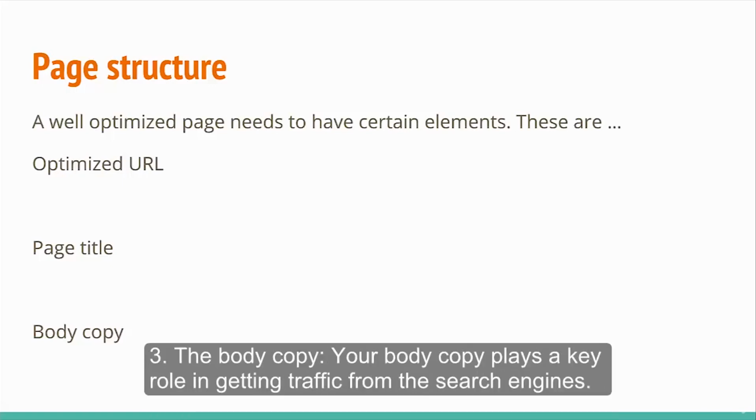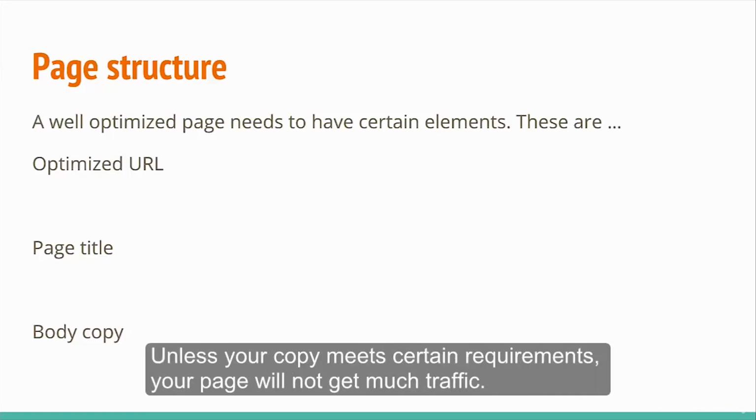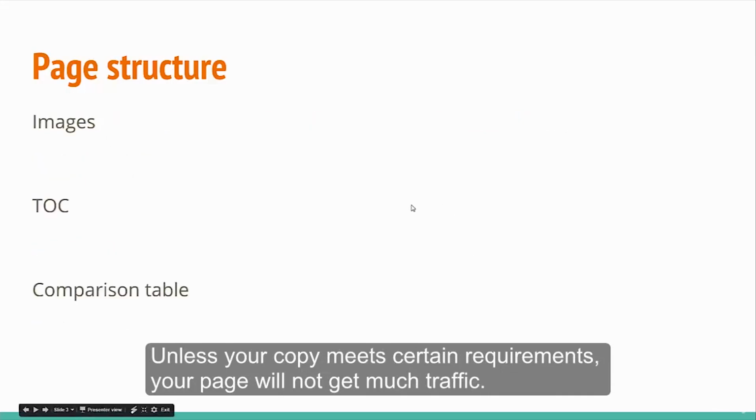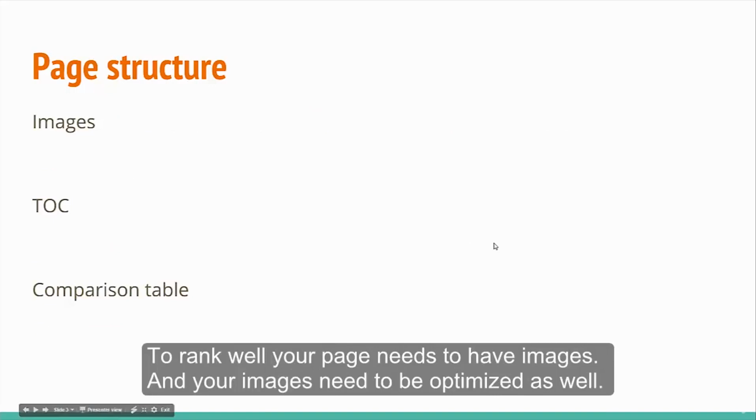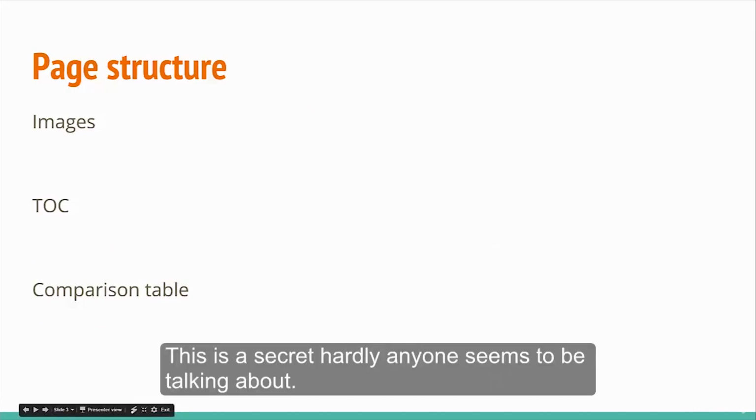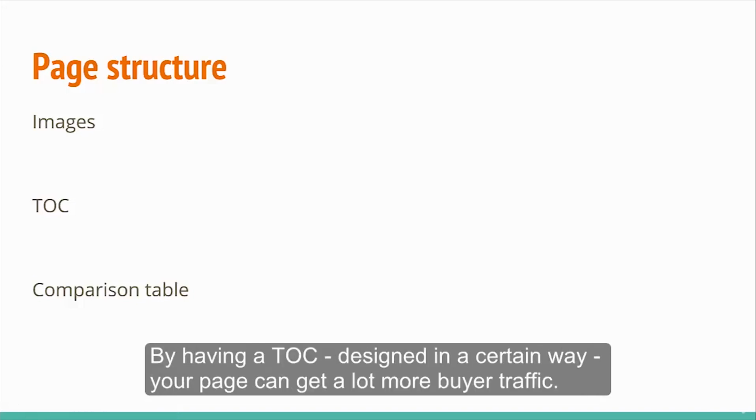The body copy. Your body copy plays a key role in getting traffic from the search engines. Unless your copy meets certain requirements, your page will not get much traffic. Images. To rank well, your page needs to have images, and your images need to be optimized as well. Table of contents. This is a secret hardly anyone seems to be talking about. By having a table of contents designed in a certain way, your page can get a lot more buyer traffic.